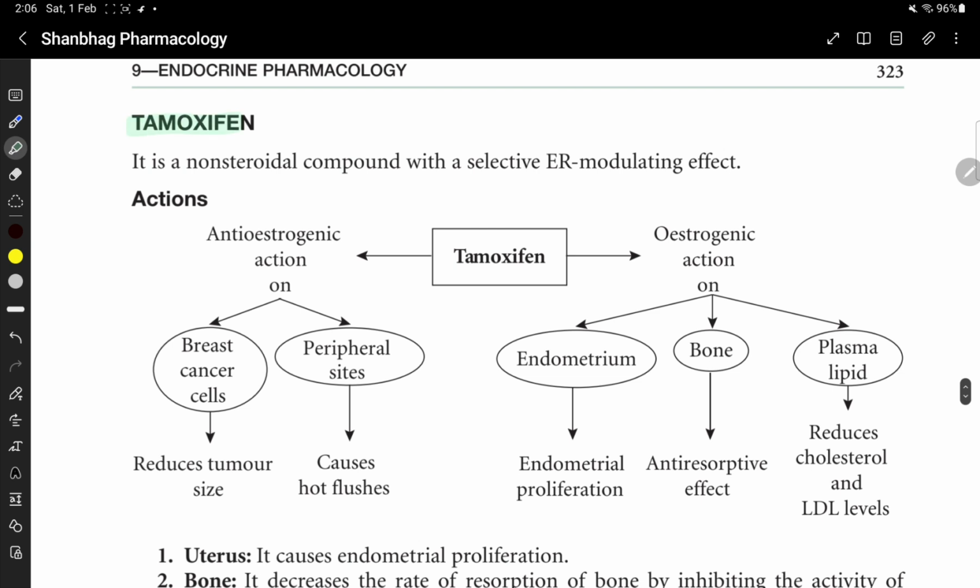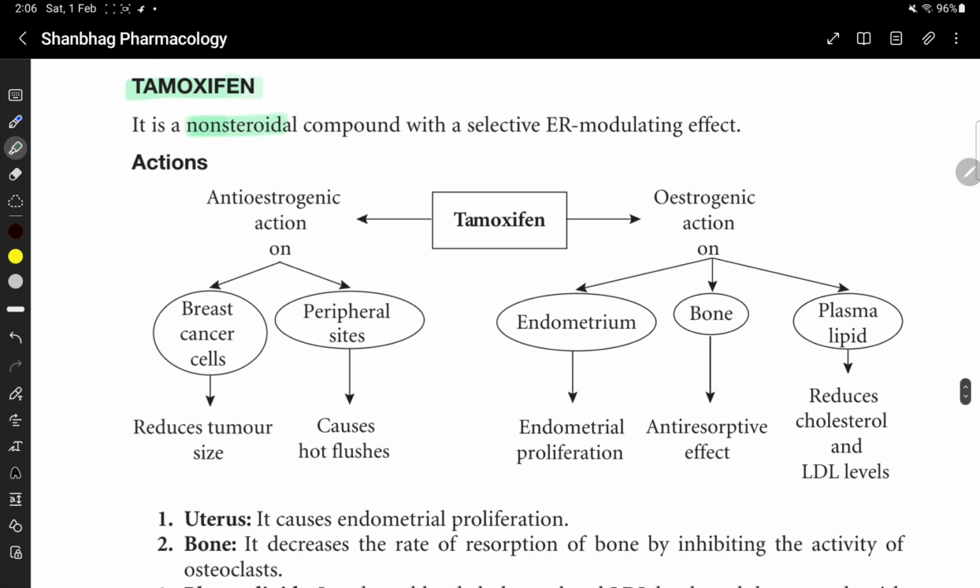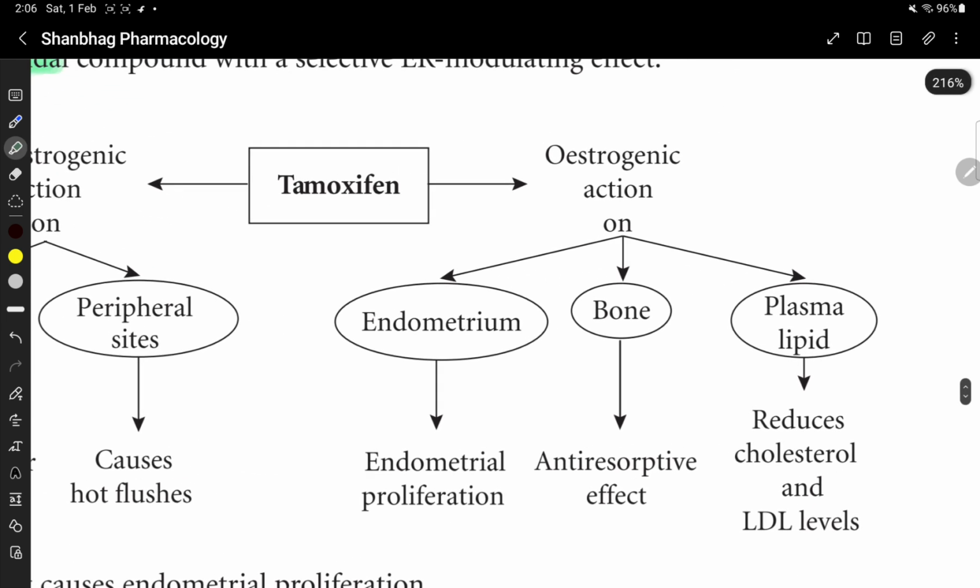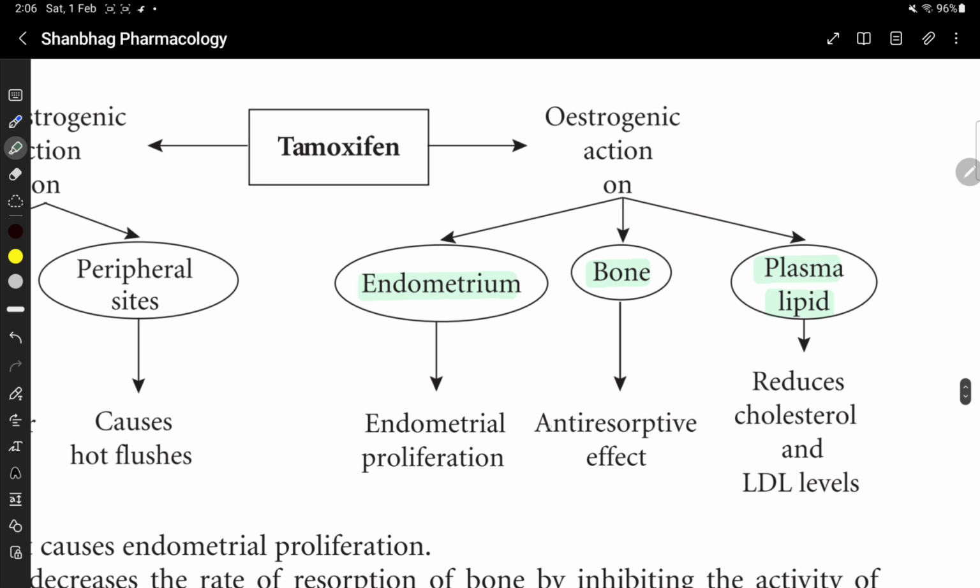First is tamoxifen. Tamoxifen is a non-steroidal compound with a selective ER modulating effect. Action: it has estrogenic action on endometrium, bone, and plasma lipid. On bone it causes an anti-resorptive effect. On endometrium, it causes endometrial proliferation. And on plasma lipid it reduces cholesterol and LDL level.